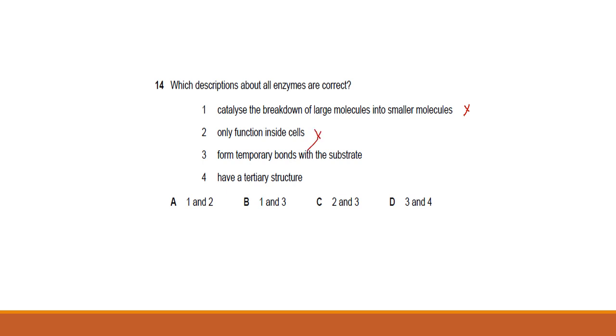They form temporary bonds with the substrate. That's true, because they form the enzyme substrate complex. You should watch the videos on chapter 3 if you haven't. And they have a tertiary structure. Yes, enzymes mostly have more than one polypeptide chain, and also because they form an active site and a binding site and all of that. And that requires more than 1 chain rather, not more than 1 or 2. So in this case, our answer is D. All right.